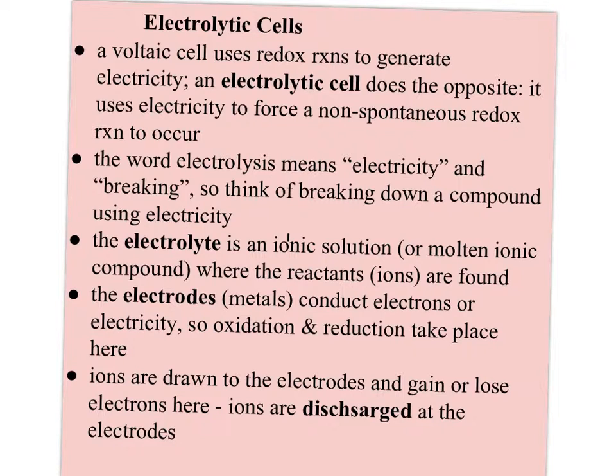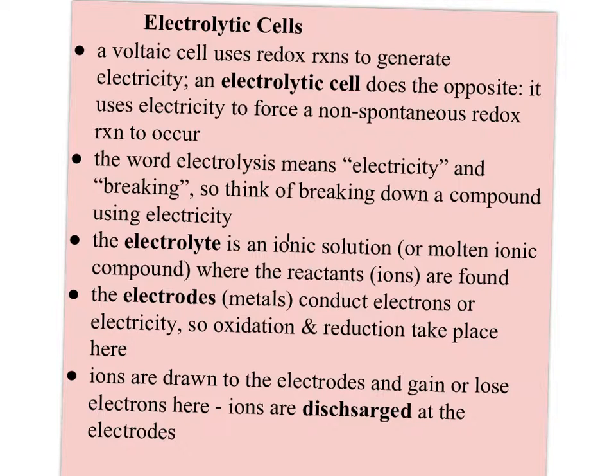So the word electrolysis means electricity and breaking, so you're breaking down an ionic compound using electricity. The electrolyte is an ionic solution, or it can be a molten ionic compound if the melting point's not too extremely high, where the reactants, in this case the ions, are found in the solution, and they're going to be oxidized and reduced at the two different electrodes. So the electrolyte is the ionic solution.